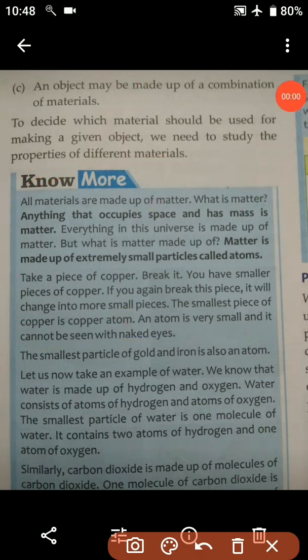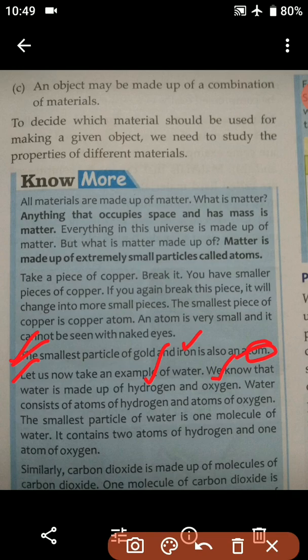So the smallest particle of gold and iron is also an atom. Students, the smallest particle of gold and the smallest particle of iron is also an atom. Let us now take an example of water. We know that water is made up of hydrogen and oxygen.